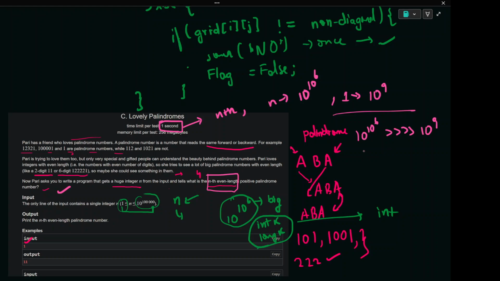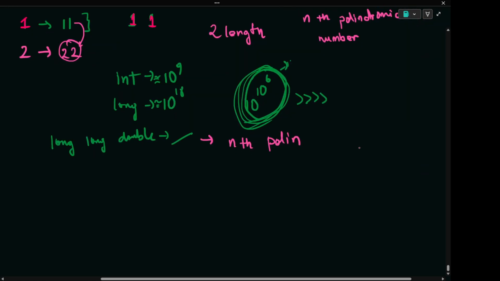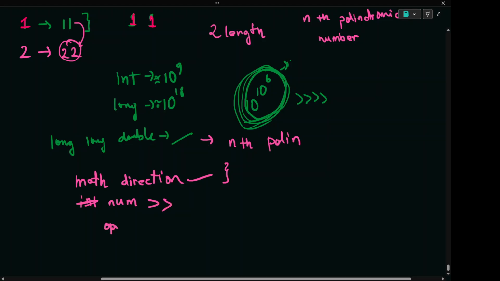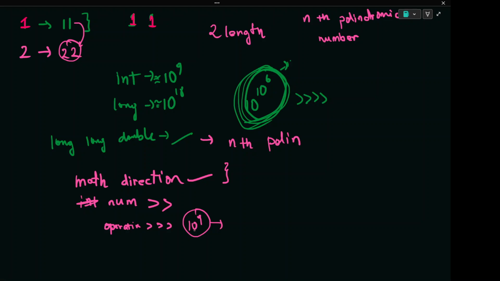Correct? So what I would conclude here is that I should not go in the math direction, because performing operations will get too large. The number itself is very large. Also, the operations which we are going to perform are too many. 10 to the power 9 operations won't be enough, right? So now we have to think about it in some other way.